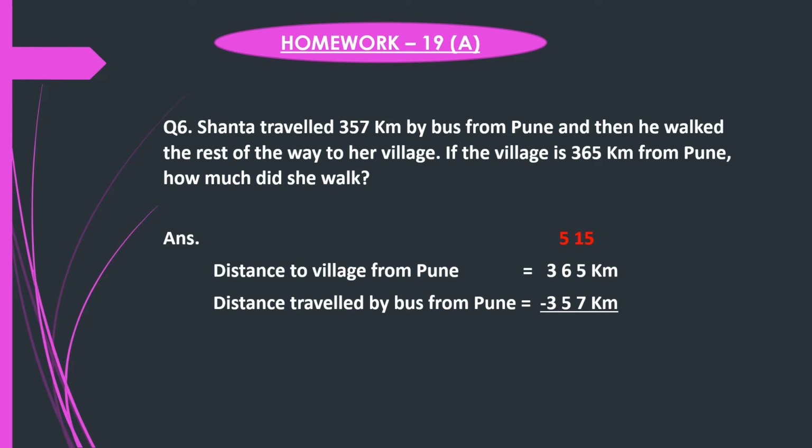So how you are going to do? 5 from 5 you cannot subtract 7, so you will borrow 1 from 6 and it will become 15. Now 15 minus 7 is 8, and 5 minus 5 is 0, and 3 minus 3 is 0. So total distance she walked is 8 kilometers.